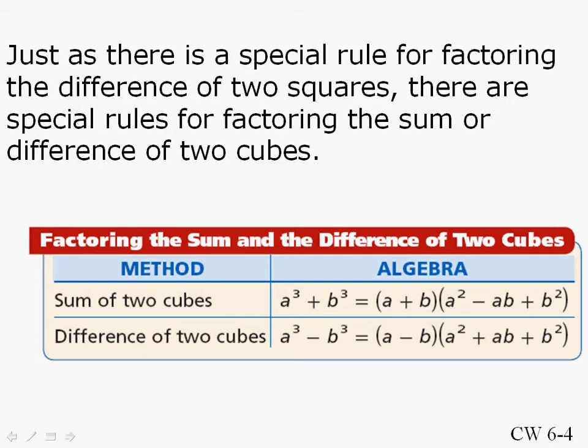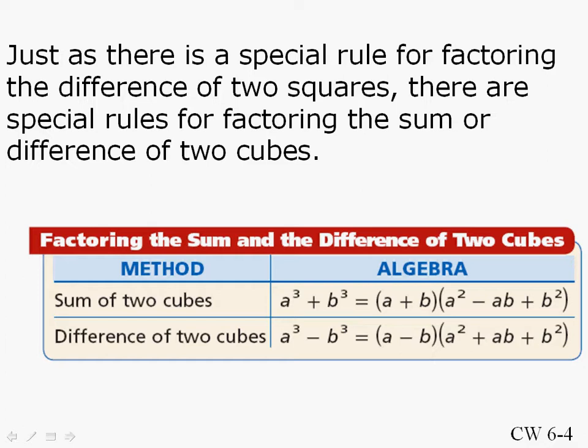Just as there is a special rule for factoring the difference of two squares, there are special rules for factoring the sum or difference of two cubes. The table below shows the sum of two cubes, a cubed plus b cubed, for example, would be factored as a plus b times a squared minus ab plus b squared.